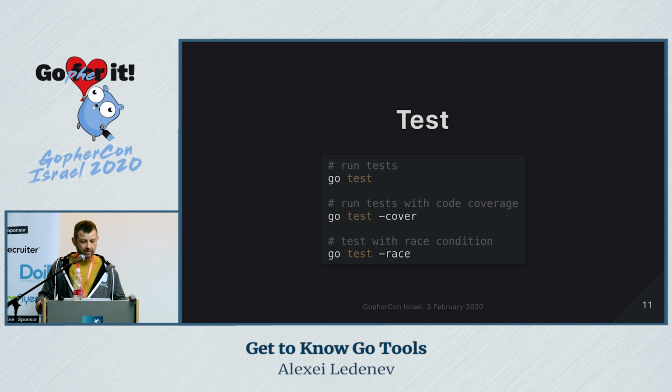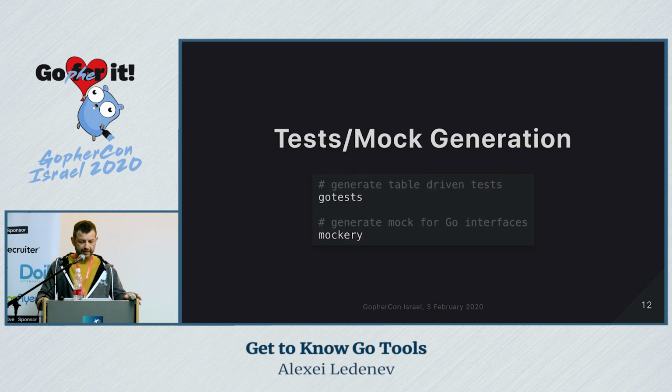Okay. And talking about tests, you have the go test tool to run tests. You can select a specific test or run all tests in a package, and you can automatically create code coverage. If you have good coverage, it's worth trying to run tests with the -race flag to detect race conditions. And I'm a lazy guy, so I don't like to write a lot of boilerplate code for testing, so I'm using gotests to generate test templates, table-driven tests, and mock generation tools like Mockery to generate a mock for all Go interfaces. I'll demo this too.